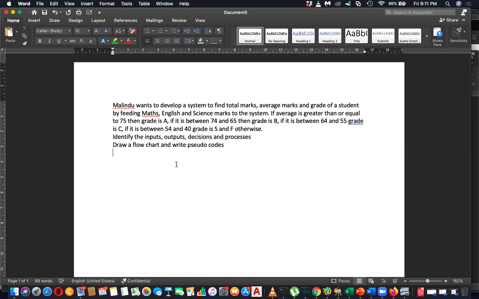So what are the inputs? What are the outputs, and decisions, and processes? Yes, can you name them?